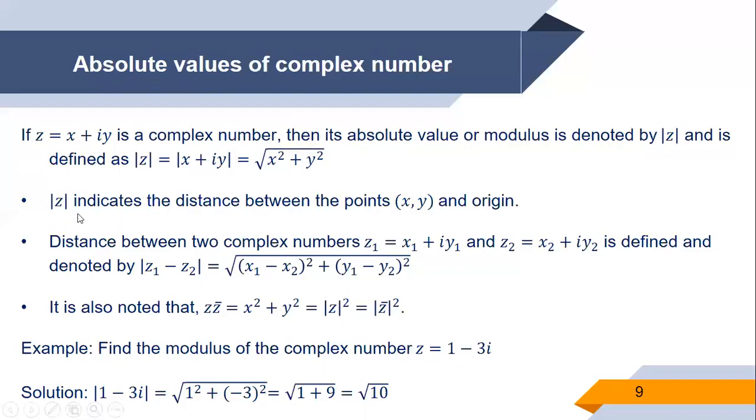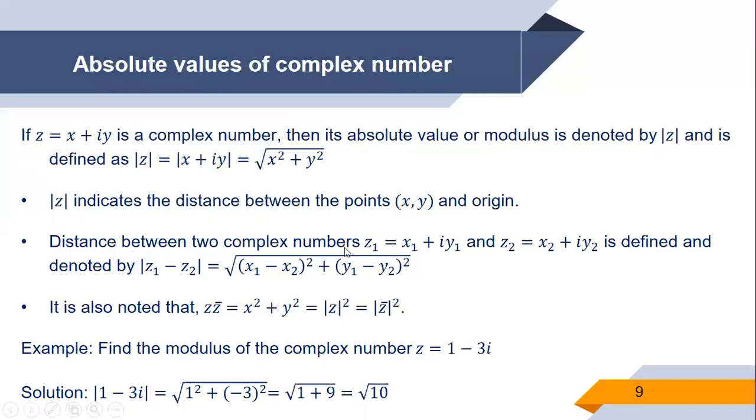Mod of z also indicates the distance between two points, one point is x comma y and the other point is the origin. So mod of z also indicates the distance between the point x comma y and the origin, that means 0, 0. Also we use the concept of the modulus for the distance between two complex numbers.